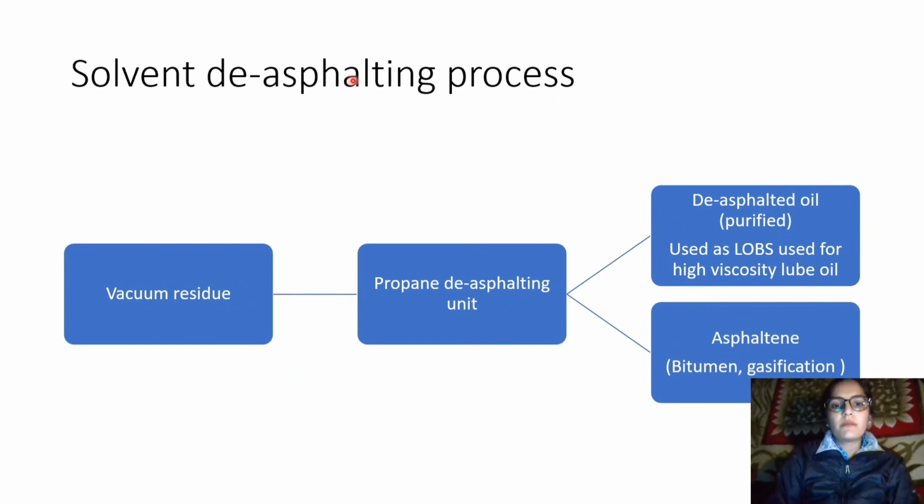In one diagram we can summarize it. The vacuum residue is sent through the propane deasphalting unit, and this deasphalted or purified oil is highly viscous, so it is used as stock for lobs. Lobs means lubricant oil base stock. And the asphaltene which is produced from this process is used for the generation of bitumen, or it is used for further gasification.